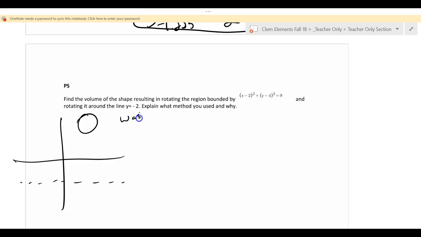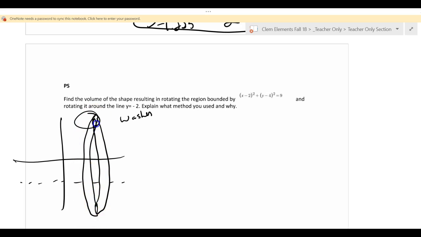Okay, I'm going to do washer, and that would be vertical slices like that. Oh crap! Oh, the whole circle went away. Oh no! Like this. Okay. So washer, vertical slices, and that's nice.